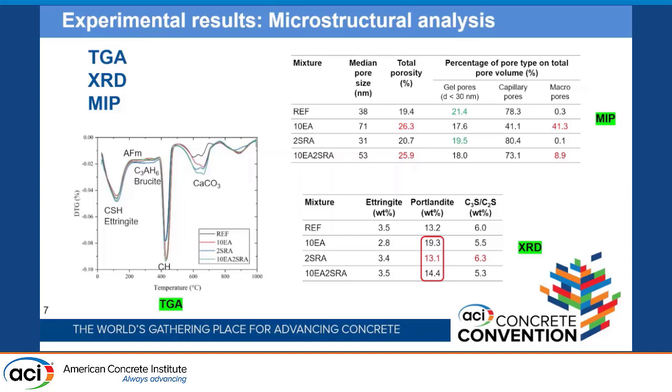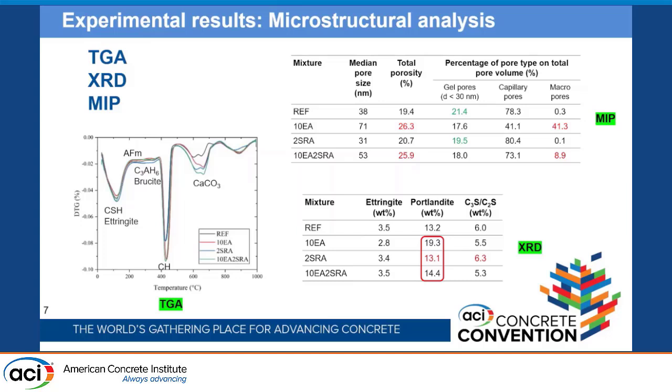XRD result in the table, as you see, confirm those results. However, the lowest portlandite content was for the SRA mixture, which was due to the delay in hydration and strength development, which is aligned with compressive strength development. The unhydrated C3S and C2S content was the highest for SRA due to the same reason.